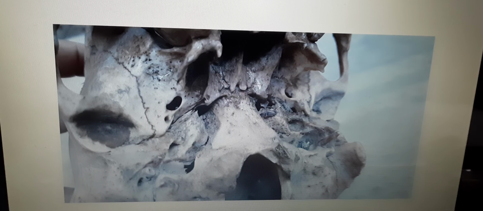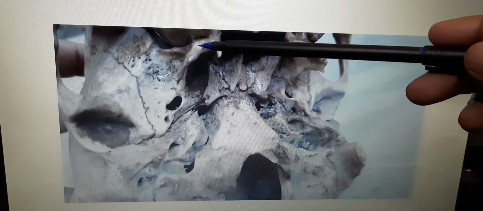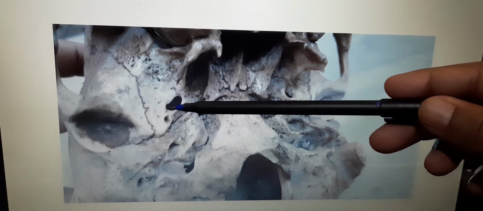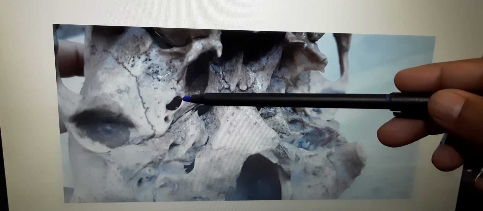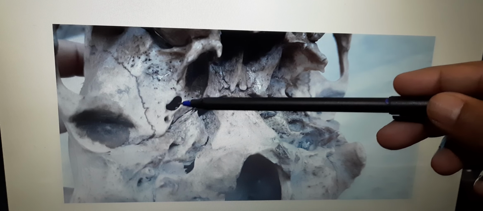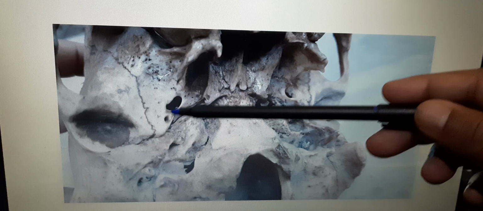So in this picture you are seeing this is the lateral plate of pterygoid process, and just at the base you are seeing one oval foramen. This foramen is known as foramen ovale. Just posterior to this foramen ovale you are seeing one small foramen. This is known as foramen spinosum.